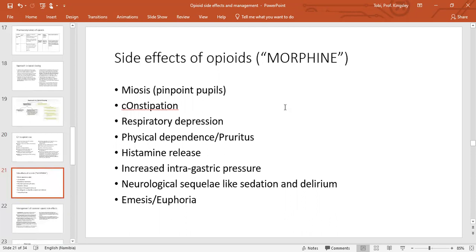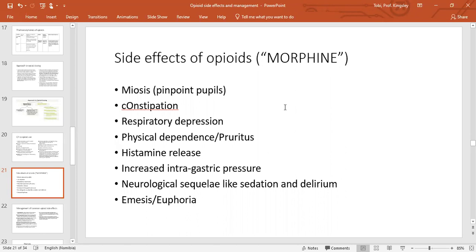Yeah, I like mnemonics by now. So for side effects of opioids, I just coined it MORPHINE. When you are asked about side effects of opioids, just write morphine and follow the mnemonic. M stands for miosis, pinpoint pupils. And I'm sure we see that regularly.